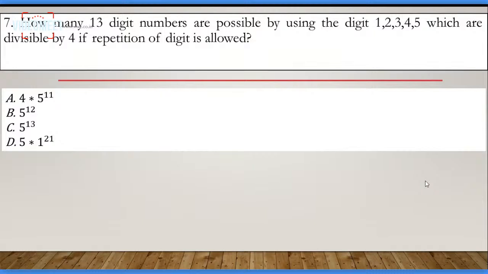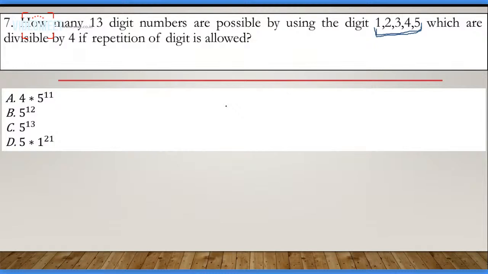How many 13-digit numbers are possible by using the digits 1, 2, 3, 4, 5, which are divisible by 4 if repetition of digit is allowed? First of all, for solving this type of question, we can use only the digits 1, 2, 3, 4, 5, and the number must be divisible by 4.